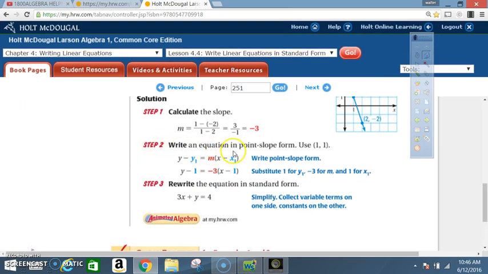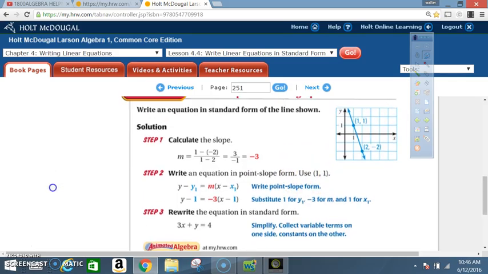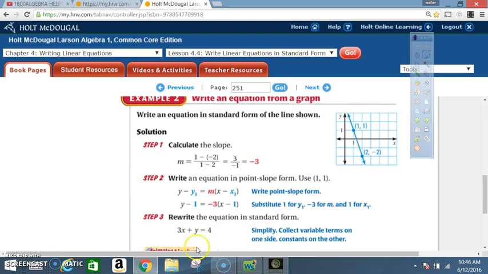Step 2, write an equation in point-slope form. Use the point (1, 1). So we get y minus y sub 1 is equal to m times x minus x sub 1. That's point-slope form. We plug in. So y minus 1, because we're going to use 1 here. We said our slope was a negative 3. And we bring that x down, and x sub 1 we said was 1. So this is the equation we're working with.